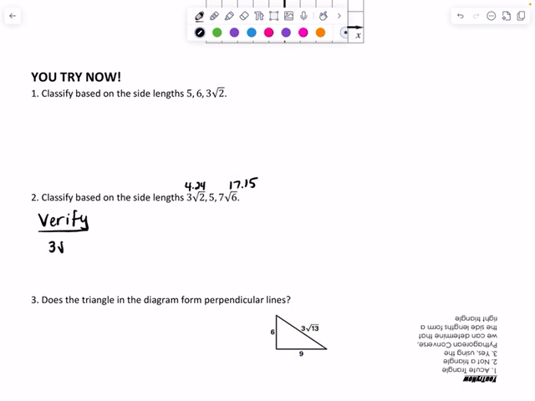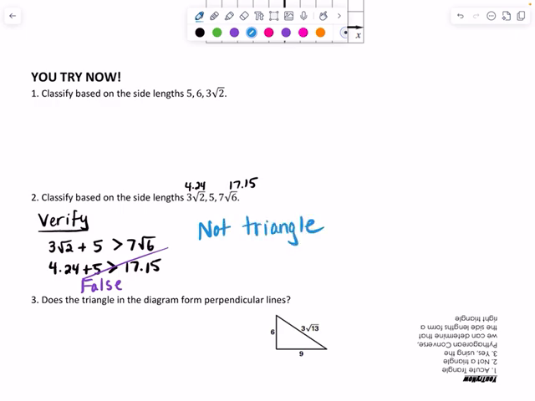So if I do 3 square root of 2 plus 5, I want to make sure that that is greater than 17.15, or 7 square root of 6. Let's write it like that. 7 square root of 6. Remember, I changed those to decimals. So 3 square root of 2 is 4.24 plus 5. Is that greater than 17.15? It is not. That would be 9.24. False statement. So this is not a triangle. So you do not then classify it. Not a triangle. Don't worry about classifying.